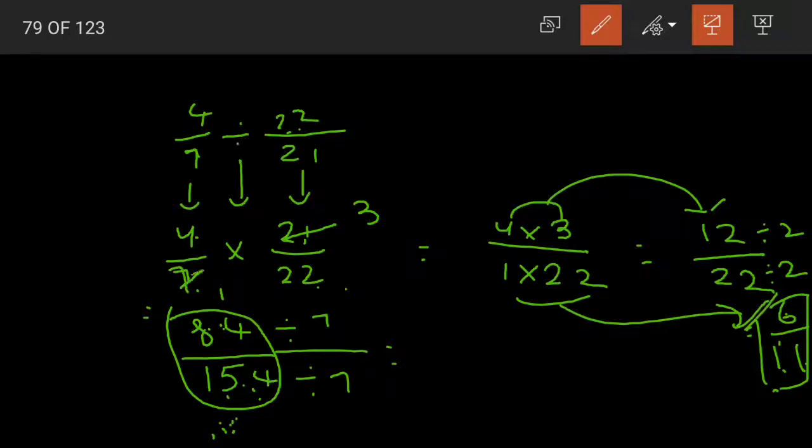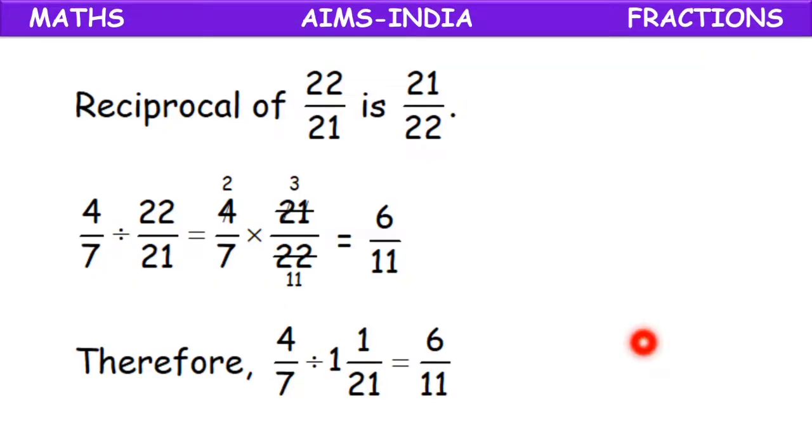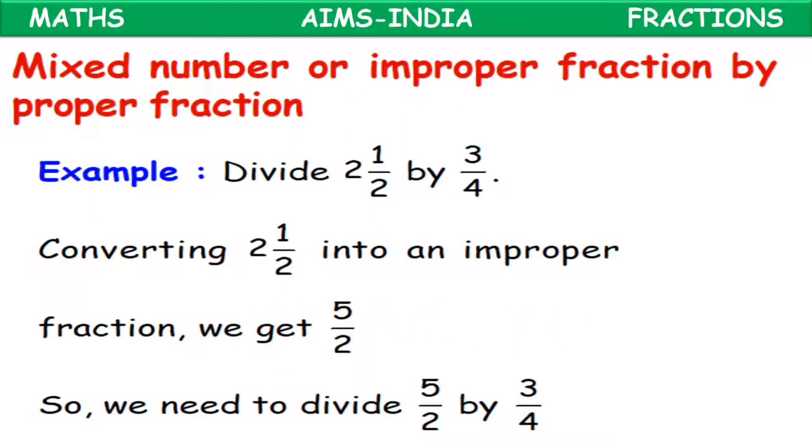Or simply here we have 4 ones are 4, 4 threes are 12, and even here we have 2 twos are 4 and 2 11s are 22. So what are we left with? 2 into 3, 6, 1 into 11, 11. So this is how you can solve. What is the final answer? 6 by 11 is our final answer.